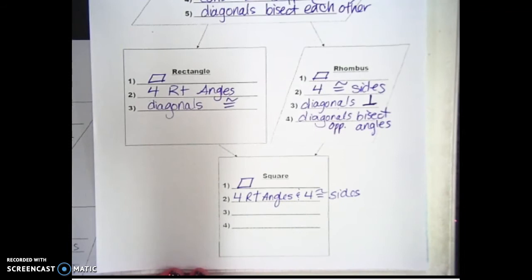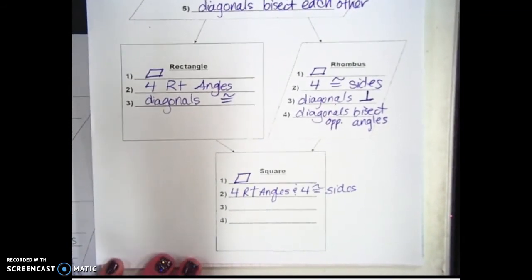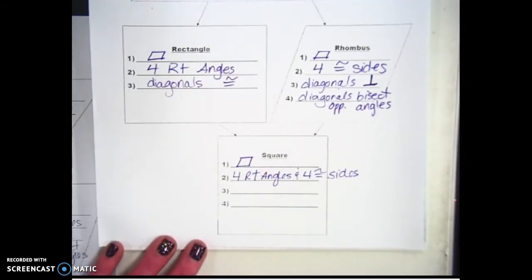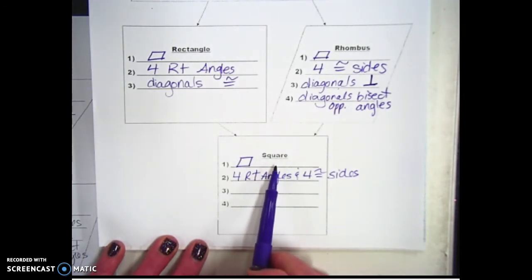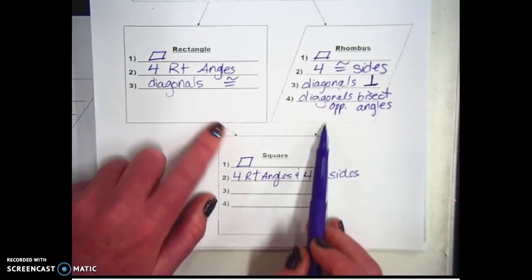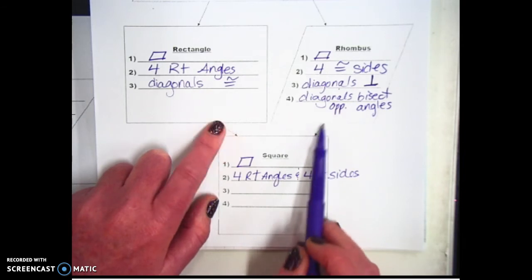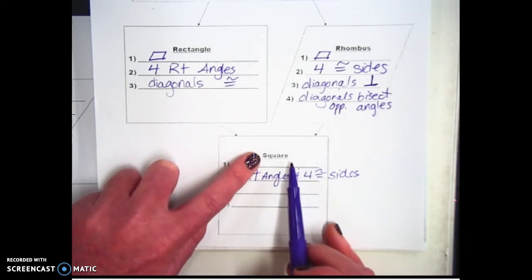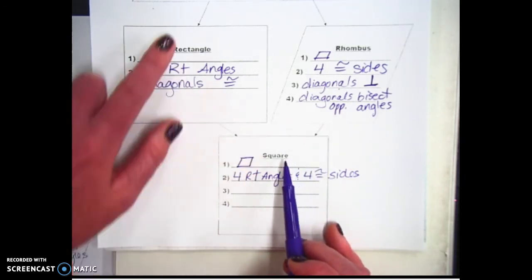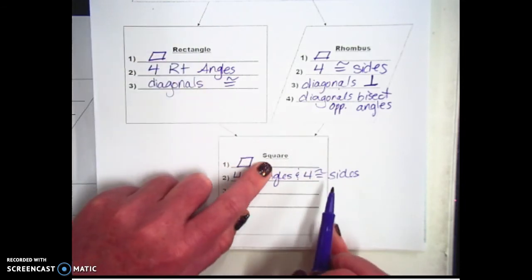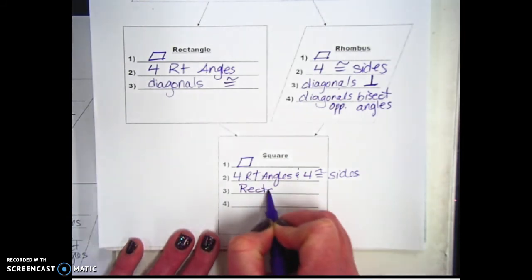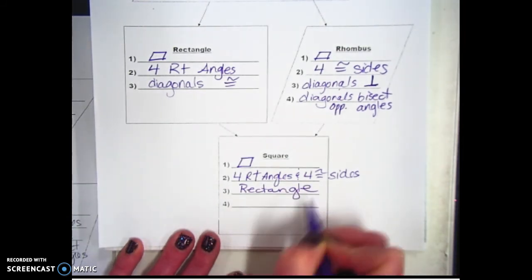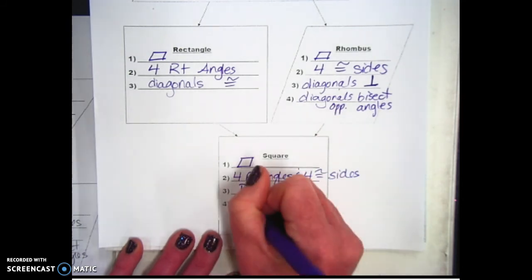All right. So rectangle and rhombus have those special properties going for them. All right. Square. What's special about a square? Right. Notice these two arrows are both coming to a square because a square is a rectangle and a square is a rhombus. So number 3 is that a square is a rectangle. And number 4 is that a square is also a rhombus.